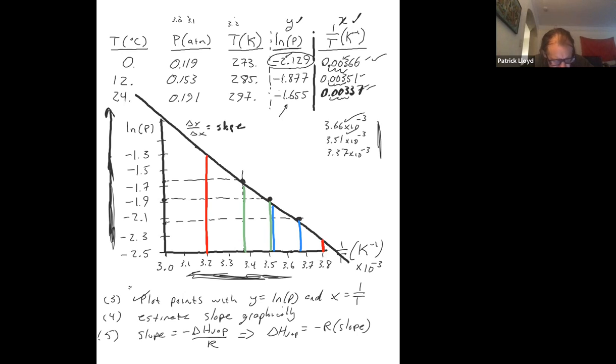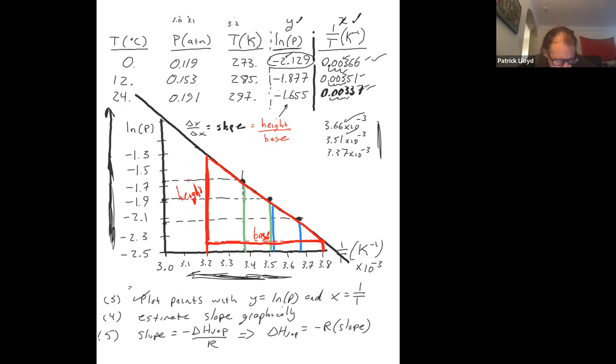Delta y is essentially the height of this triangle that I'm drawing, right? In red, I'm drawing a triangle. It's a right triangle with the hypotenuse being the actual line itself, okay? So the slope is actually equal to the height of this triangle divided by the base, okay? The height over the base.